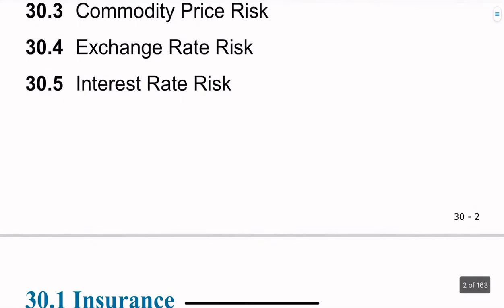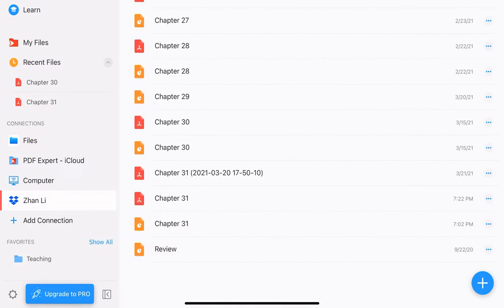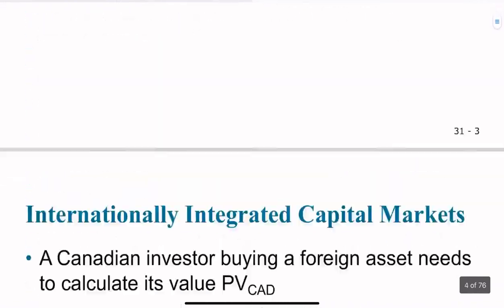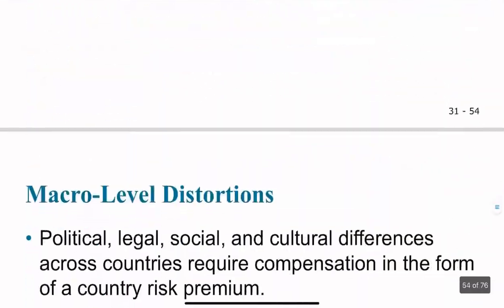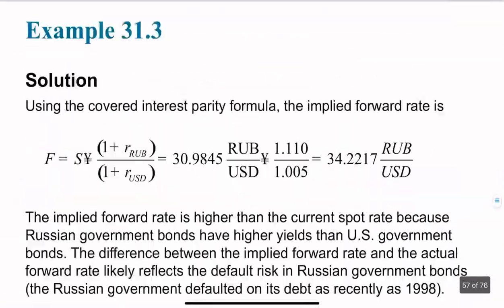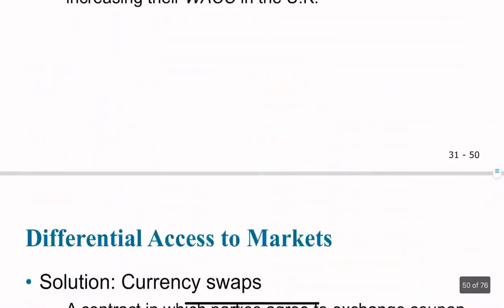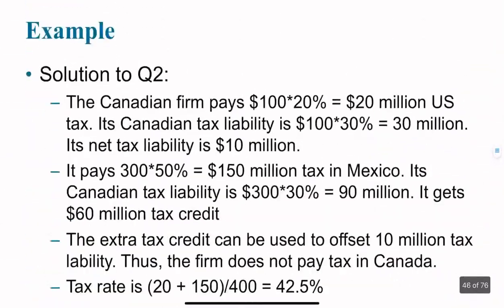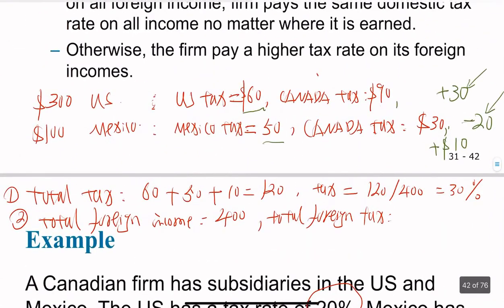Oops. I closed the lecture notes, so I have to reopen it. Okay, let me go to the slide we were just looking at. Sorry about that. Okay, good.